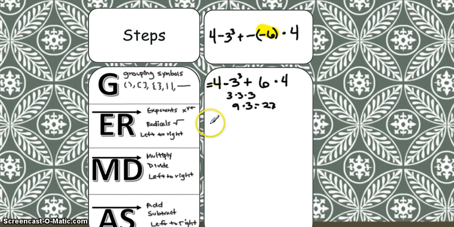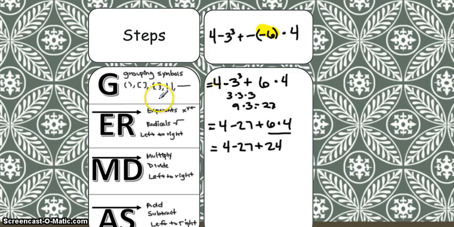Oops, 27. So this is equal to 4 minus 27 plus 6 times 4. Alright, are there any grouping symbols now? No. Are there any exponents or radicals? No. Is there multiplying and dividing? Yes, there is multiplying. So the next thing that we're going to do is do this multiplying part. So we have 4 minus 27, we keep what we're not touching, plus 6 times 4 is 24.